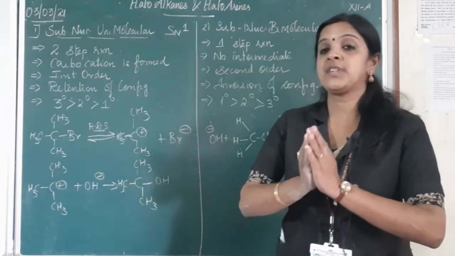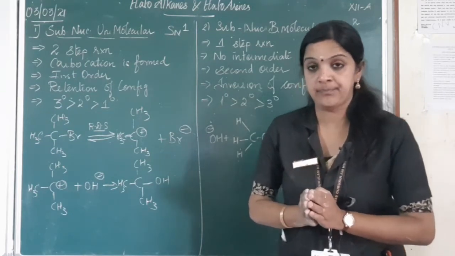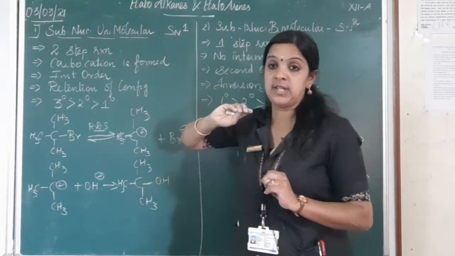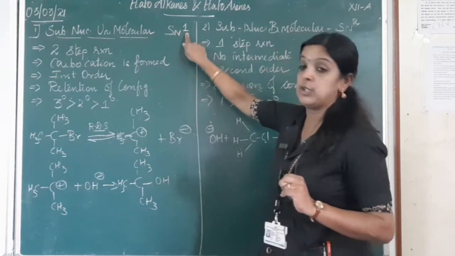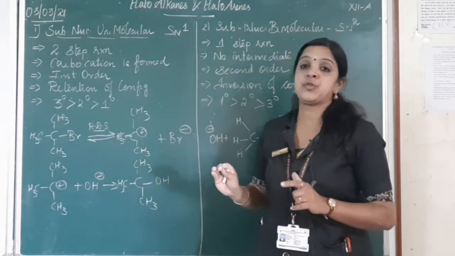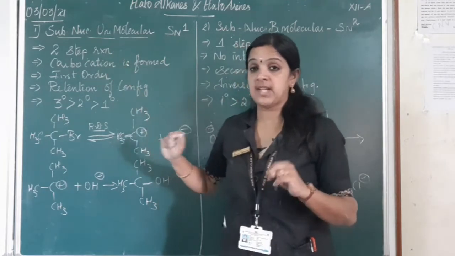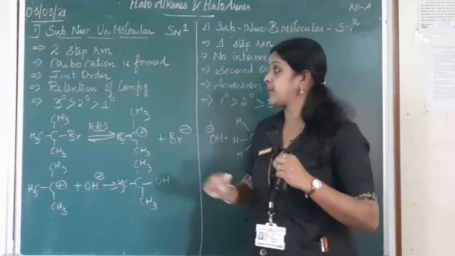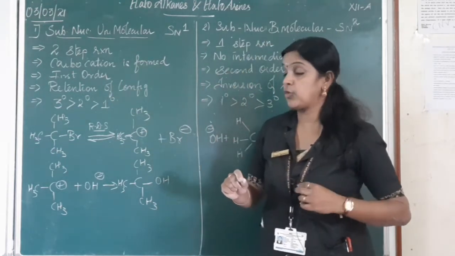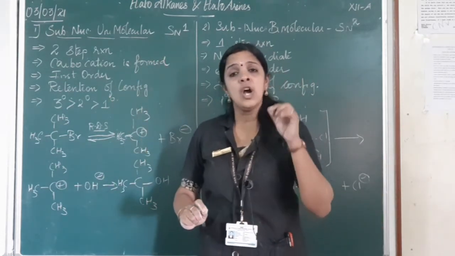Okay, the next important topic in this chapter is SN1 and SN2 mechanism. What is SN1? Substitution nucleophilic unimolecular. Now, what are the main specifications given under substitution nucleophilic unimolecular? It is a two-step reaction, that is, the reaction occurs in two steps. There is a carbocation which is formed during the course of the reaction, and it is a first order reaction. How do we find the order?